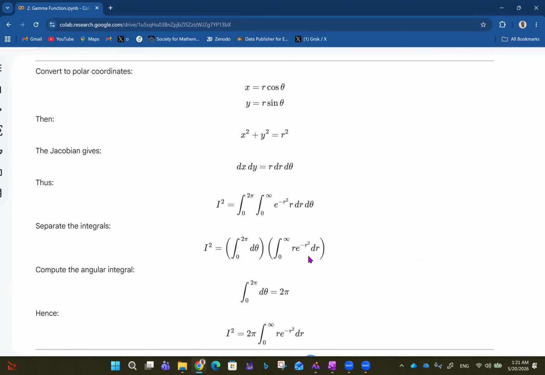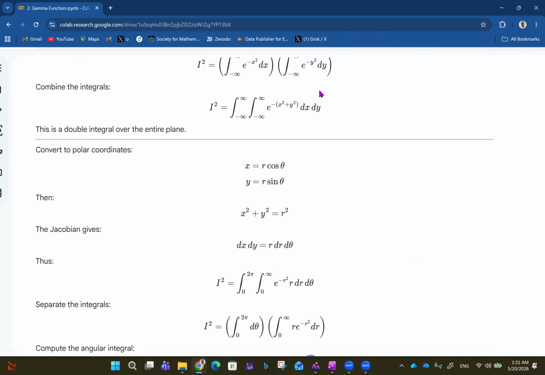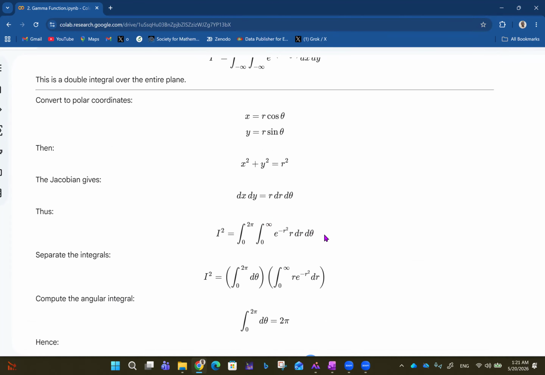Thus, we can say that I squared is the integral from 0 to 2 pi. Now in polar coordinates, we have r and we have theta, so we have a line and an angle kind of. For the line, we have 0 to infinity. For the angle, we have 0 to 2 pi. So it's now e raised to minus r squared, r dr d theta, because the whole of this dx dy now is r dr d theta as we have here.